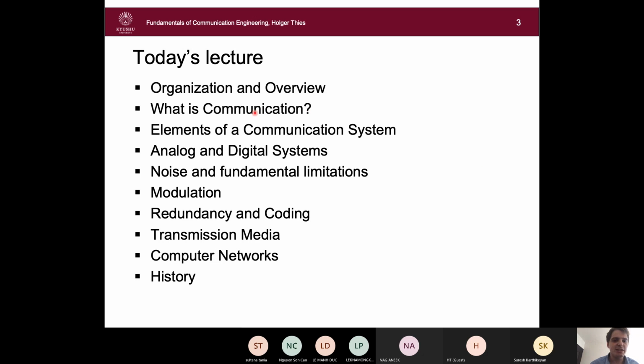The main topics are: what is communication, then introducing the elements of a communication system, then analog and digital systems, then talking a little bit about noise, modulation, redundancy and coding, then about media, and a little bit about computer networks. And in the end, if there's time, I will talk a little bit about the history of communication.